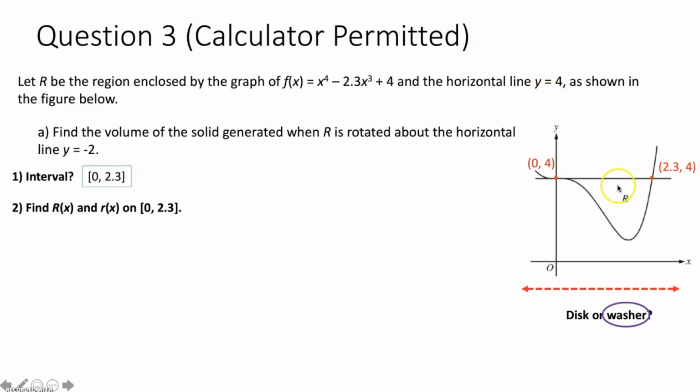So to find that outer radius, we're just going to subtract whatever's lesser from whatever's greater. In this case, our function is greater than our axis of revolution, so we take 4, subtract -2, and we end up getting that our outer radius is actually going to be 6.